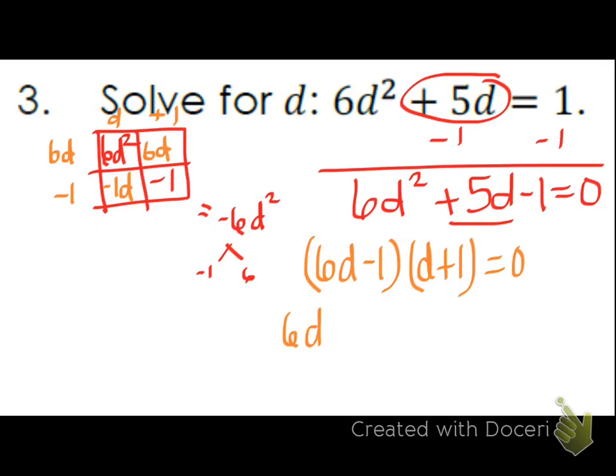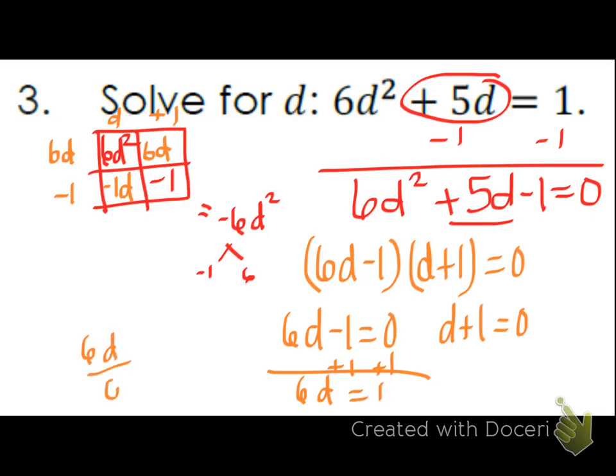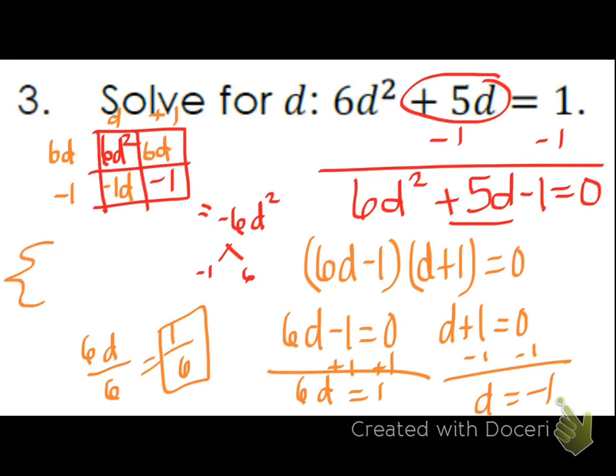Now we're going to set both equal to 0 and solve. We add 1 to both sides here, and we get 6d equals 1. The final step will be to divide both sides by 6. And here we would get d equals 1/6. Here we subtract 1 from both sides, and we end up with d equals negative 1. So for a final solution, written as a solution set from least to greatest, we would write negative 1 first, comma 1/6.